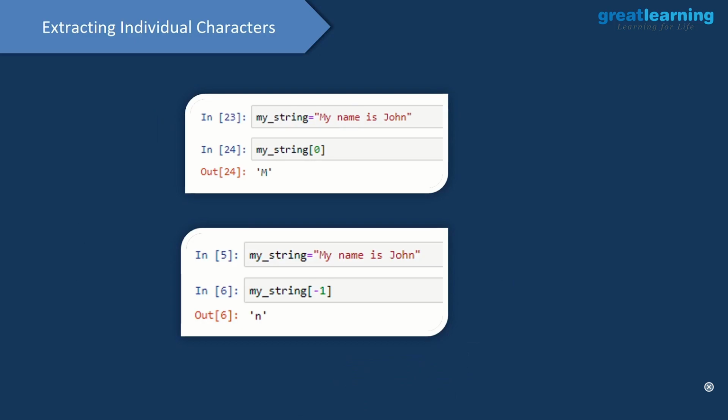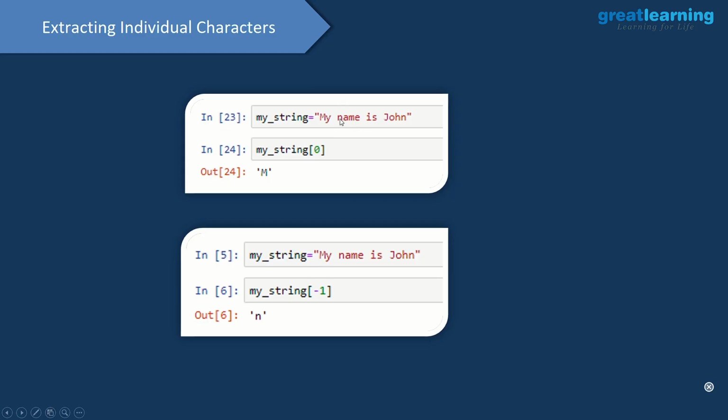Now I will go ahead and see how we can extract individual characters from a string. So over here, we've got a string with the name my string. So this is basically the variable name, and the value is my name is John. Now you have to understand that the indexing in Python starts with 0 and not 1. So over here, the first index value is 0. So at index 0, M is stored. At index 1, Y is stored. At index 2, it is space, right? So indexing starts from 0.